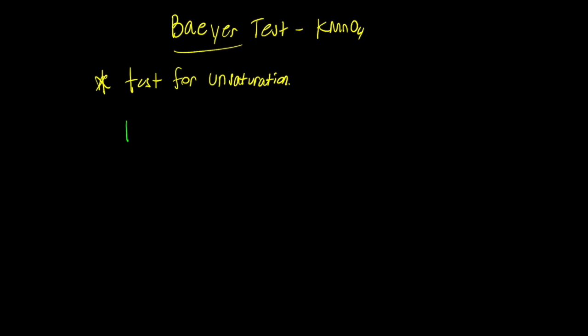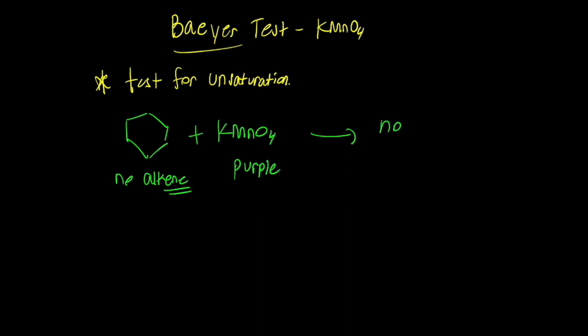If you have an alkene, like say you have cyclohexane, and you add potassium permanganate, this is purple. So again, I just want to emphasize there's no alkene here. I didn't make a mistake. There's no alkene. There's going to be no change in color.